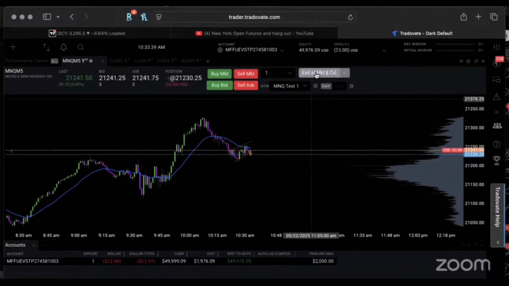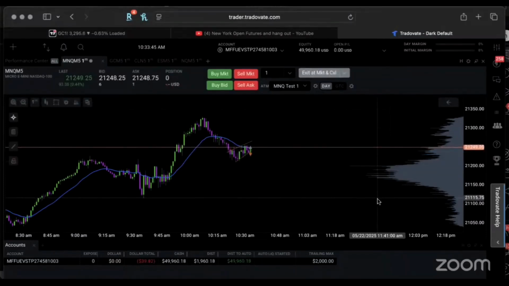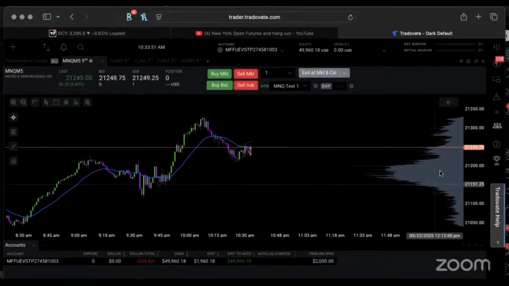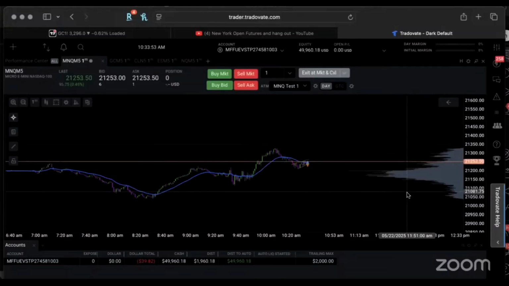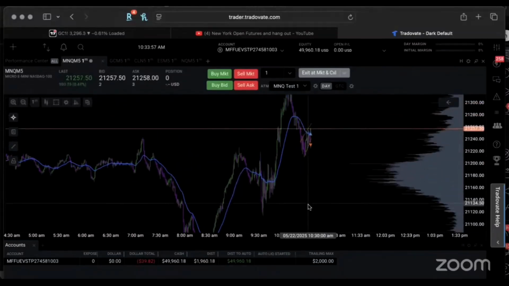I'm going to exit that trade. In order to exit my trades, I come up here and click the button that says exit at market and cancel all orders. A lot of people have the habit of clicking over and over. Why? Because of all those ghost orders, all those pending orders you don't see, which may be floating around somewhere on the chart outside of your view.